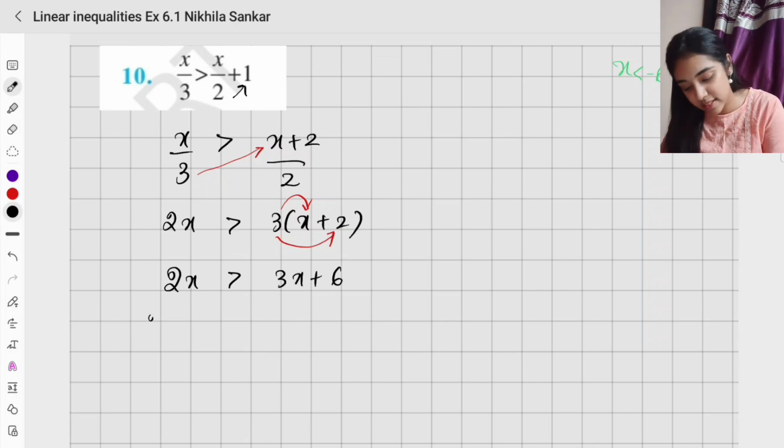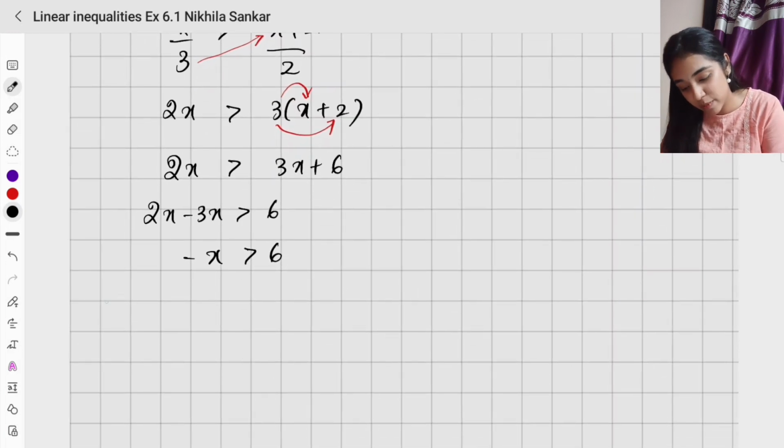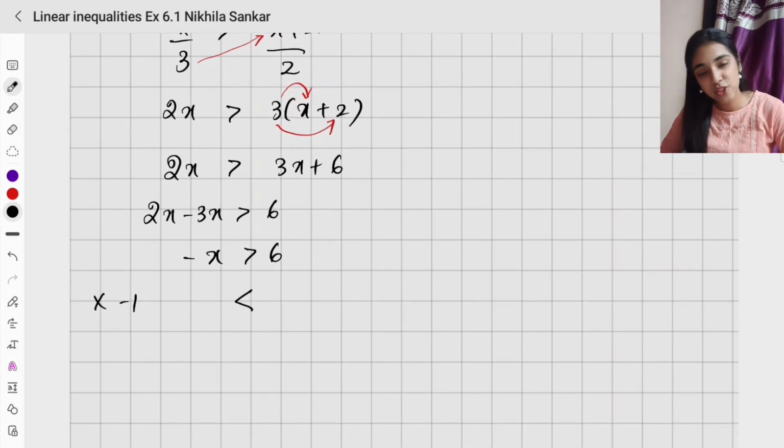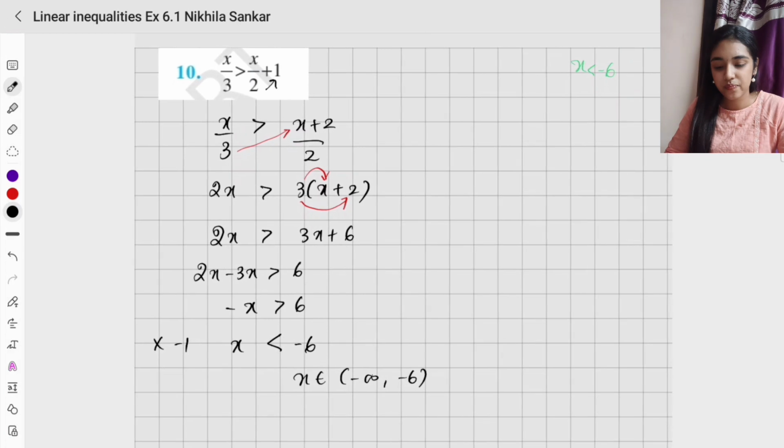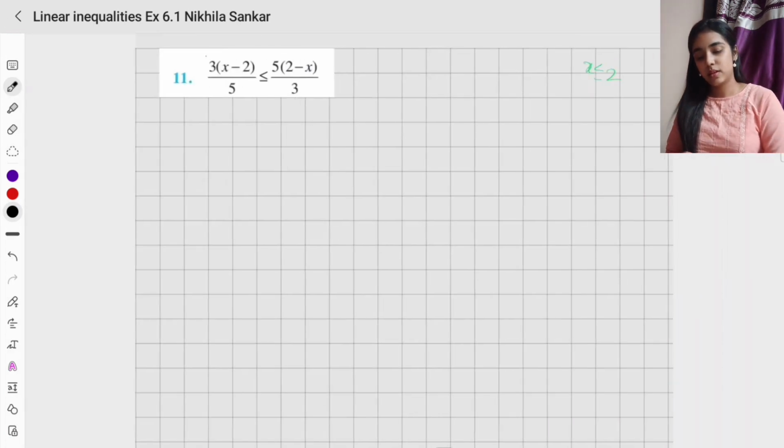I'm going to take the 3x to the other side. So 2x minus 3x greater than 6, minus x greater than 6. I'm going to multiply both sides by -1. Multiplying by -1, the inequality symbol changes. Greater than becomes less than. So I'll have x less than -6. So what is my final answer? X belongs to minus infinity to -6, not including -6. Please copy.